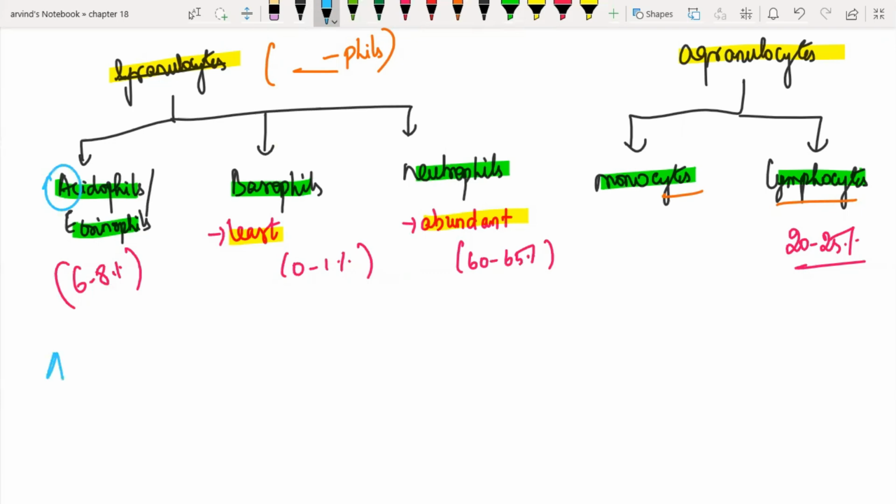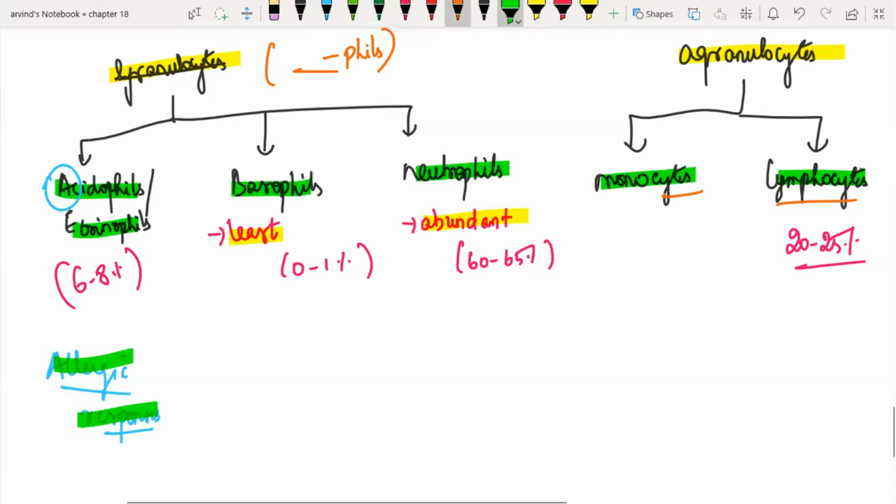Acidophils are involved in allergic responses. I hope you all know what allergy is. It is basically an exaggerated immune response to some normal components like pollen grain or dust. There are some people who are allergic to dust, meaning they start sneezing, coughing, and show reactions to certain particular allergens. Those are called allergic reactions. So acidophils are the main mediators of allergic reactions.